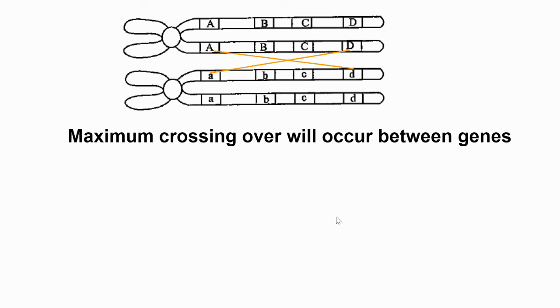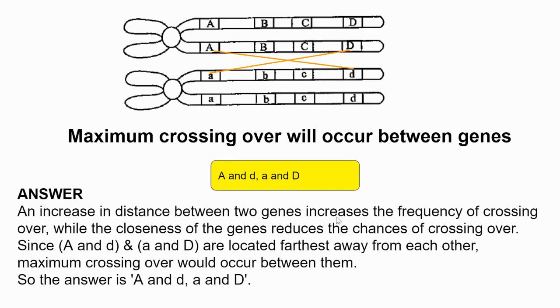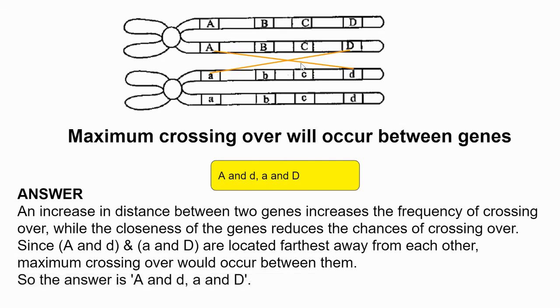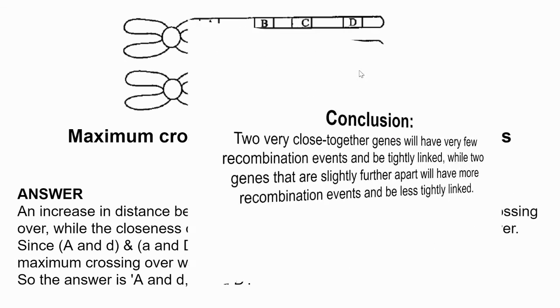So the answer is crossing over between gene A and D will be the most, because they are most distant from each other. So let's look at the answer. An increase in the distance between the two genes will increase the frequency of crossing over. Because A and D genes are the most distant from each other, there's maximum chance that after crossing over, the recombined chromatids would have either a capital A and small d together, or capital A and capital D, or small a and capital D, and small a and small d. So there are 4 possibilities. So the answer is the last option.